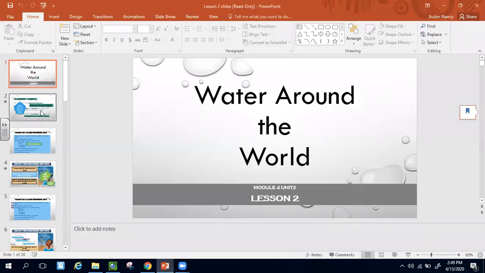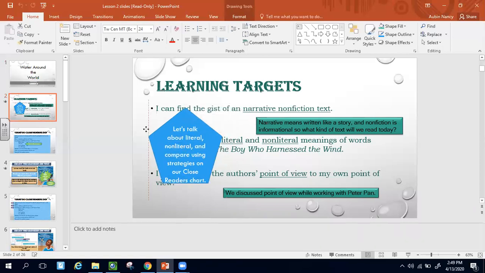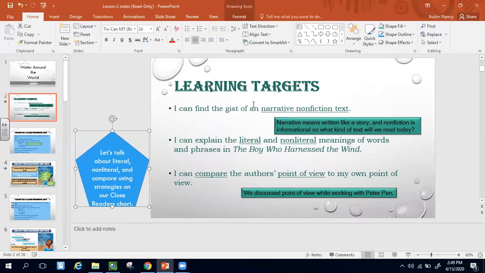So I want to share our learning targets. Our first learning target today is: I can find the gist of a narrative nonfiction text. Narrative means written like a story, and nonfiction is informational. So today we are going to be reading informational text. Also, we're going to look at literal and non-literal meanings of words from the book, The Boy Who Harnessed the Wind. And then we're going to compare the author's point of view to our own point of view. And that's just how we view things.